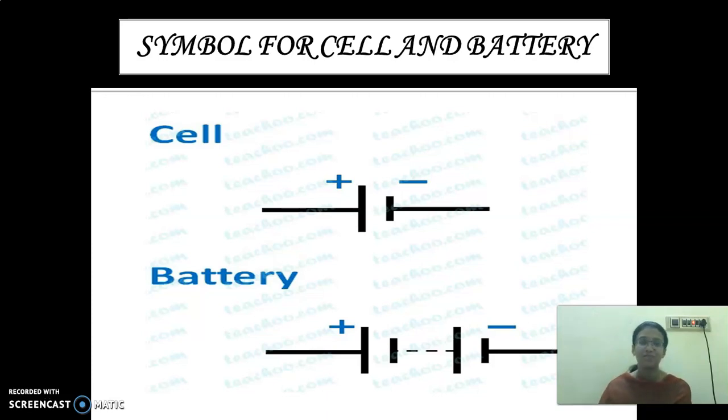Very good. Then we have seen the symbol for cell and battery. The longer line denotes the positive terminal and the shorter line indicates the negative terminal of a cell and battery.